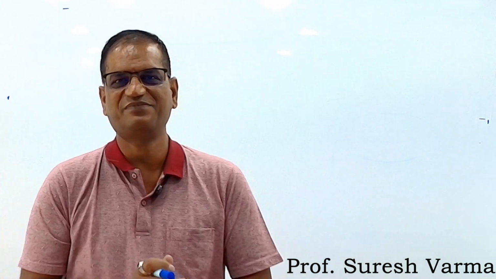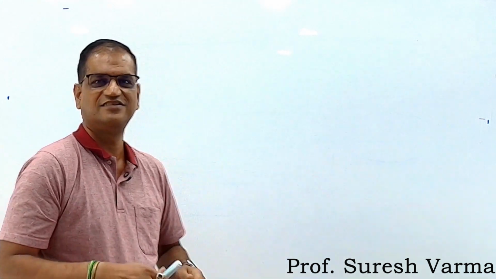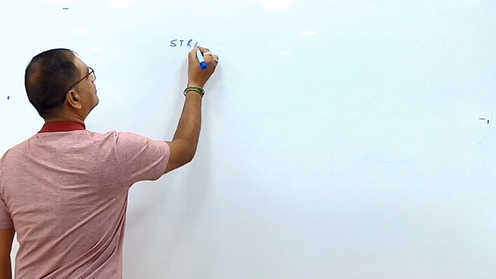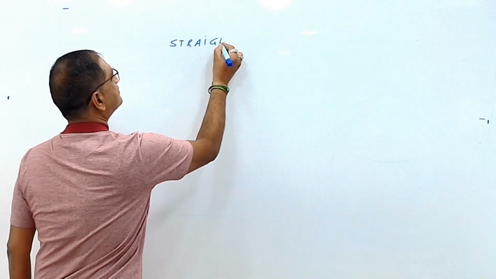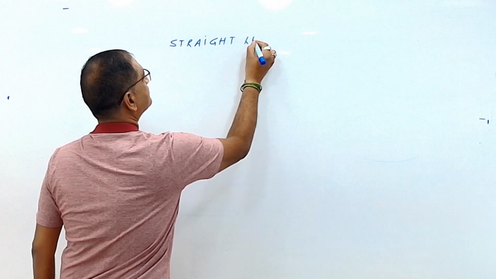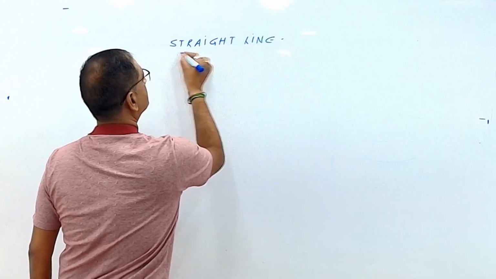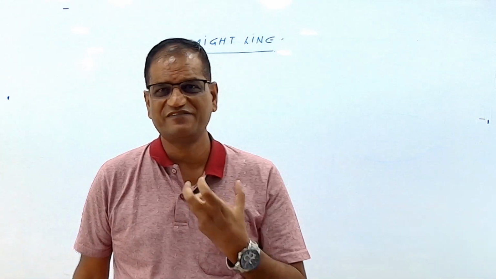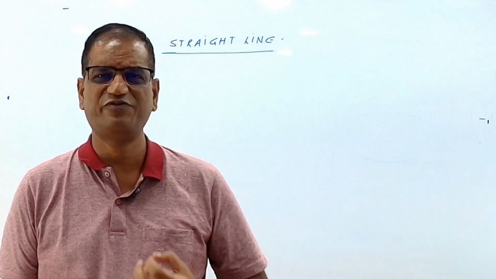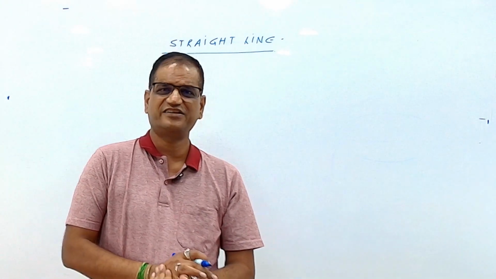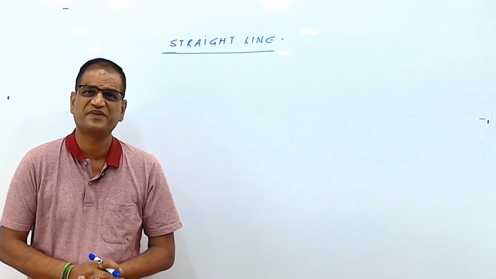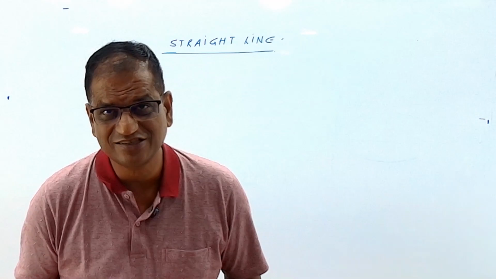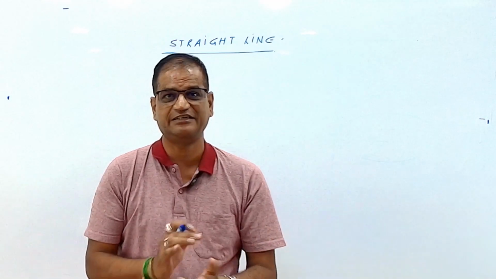Let's start with the chapter straight line. In school geometry also you have studied this chapter and a few terms regarding the straight line. Now in your JEE Main and Advanced level we have to study this straight line in much more detail, right?